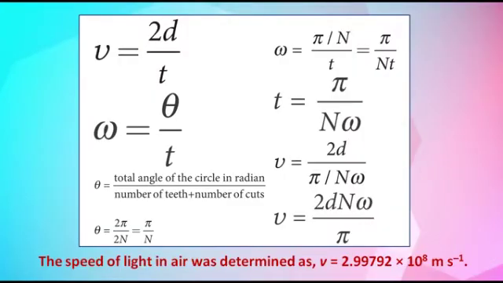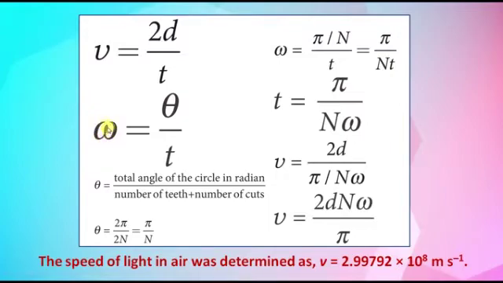Next we see the expression for the speed of the light. The speed of the light, we already know the formula, v is equal to distance by time taken. Here the distance is 2 times, since the light travels to the mirror and back. So we take 2d divided by t. Here d is the distance, a known value, and t is the time taken.